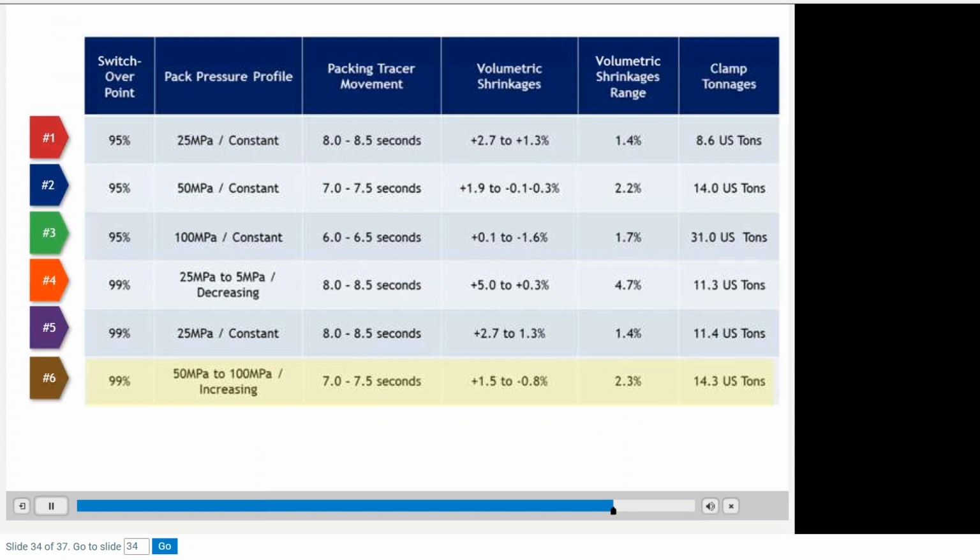The final set of results have been added to the table. Notice that the shortest packing flow is achieved with the highest packing pressure. This is because the polymer gets compressed quickly, so the tracers stop moving. The longest packing flow behavior coincides with the lower packing pressures. The smallest volumetric shrinkage ranges are with the lower 25 megapascals packing pressure setups of either switchover setting. Lower pack pressure also results in positive volumetric shrinkages and no overpacking conditions.